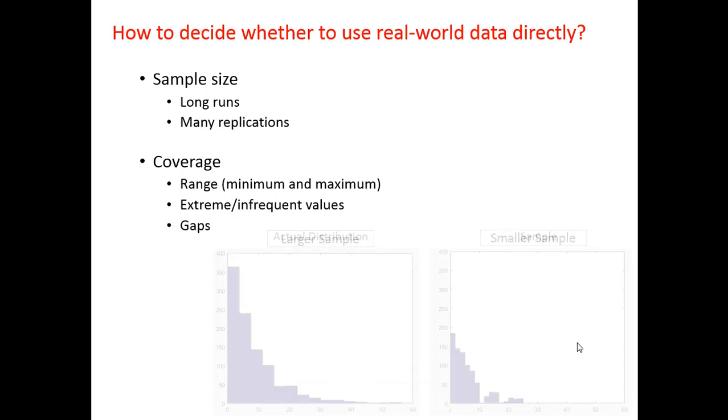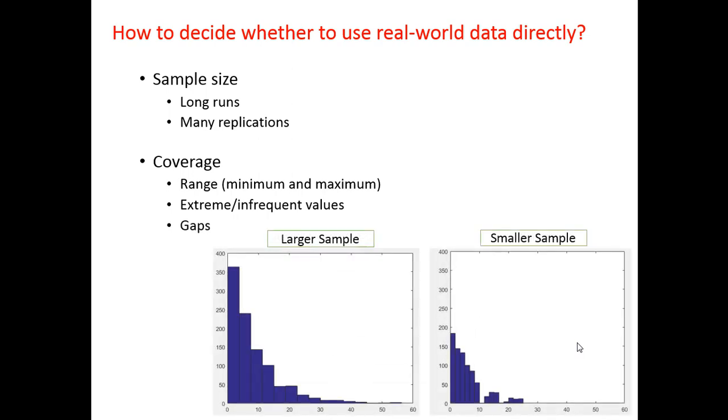The other thing is gaps. For example, suppose you have a large sample and a small sample, and as you can see in the small sample, there are some gaps in my observations. I don't have observations of some intervals that can happen in reality. Again, keep in mind that when you're sampling from the data that you've collected, you're stuck with those data points. You're never going to get a different value than the ones that you've already collected. And of course, this smaller sample is also missing the extreme values and infrequent values that we talked about earlier.